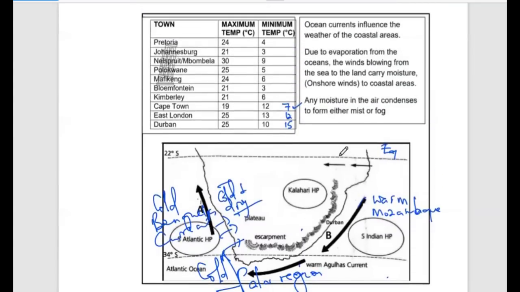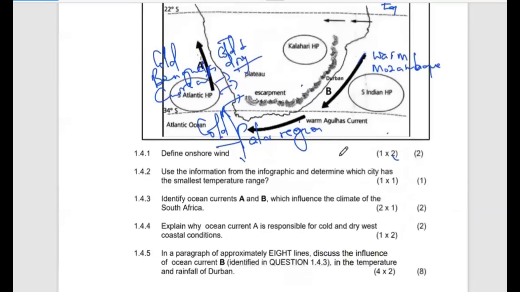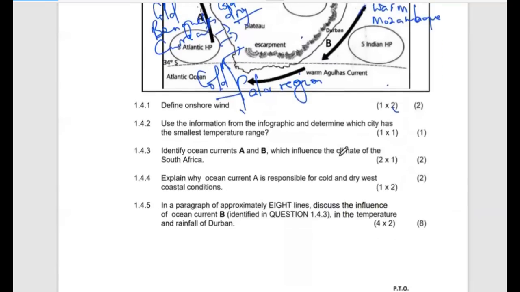It's relatively warm there. And also, when you're looking at the influence on rainfall, you explain how the warm ocean current brings rainfall to Durban. Onshore winds are warm and moist because of the warm conditions of Durban. If air is warm, it has capacity to contain moisture, and hence, as the air is uplifted as it gets inland, it will reach dew point and condensation will effectively take place, resulting in rainfall over Durban.